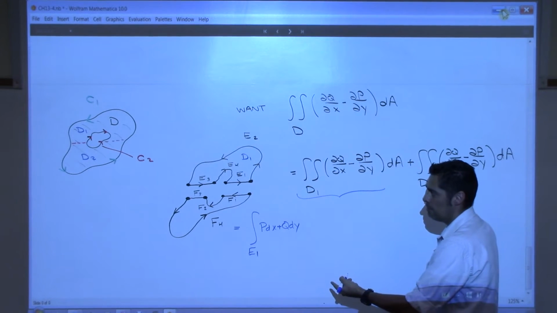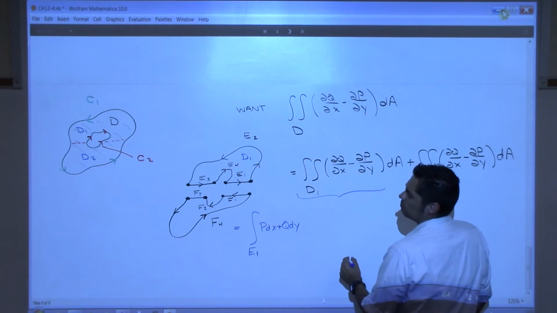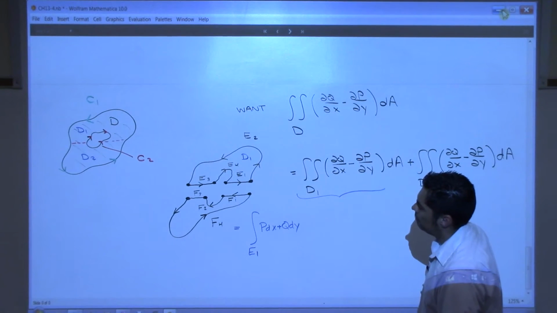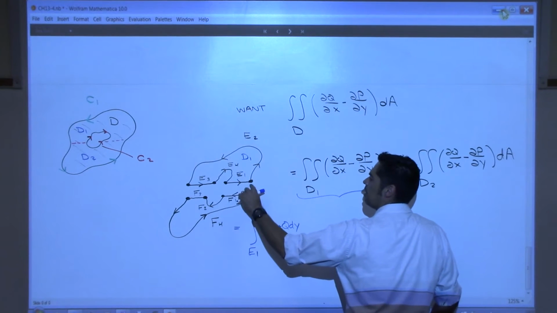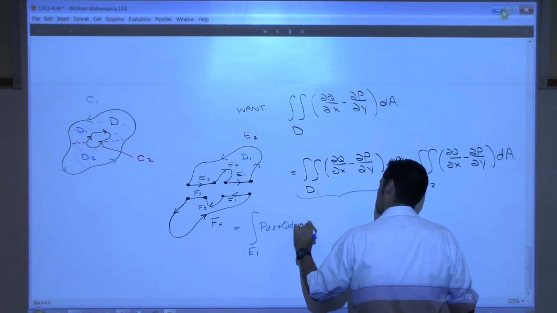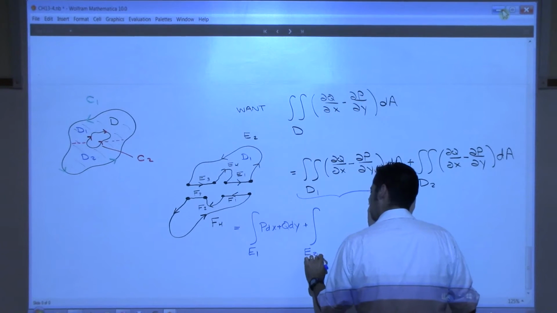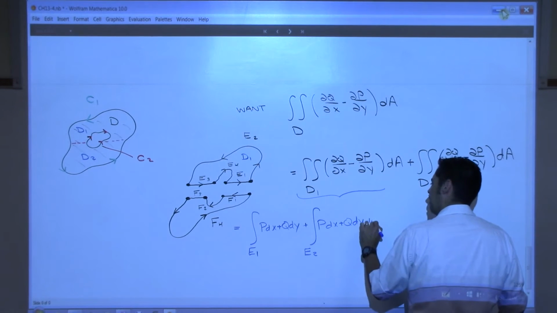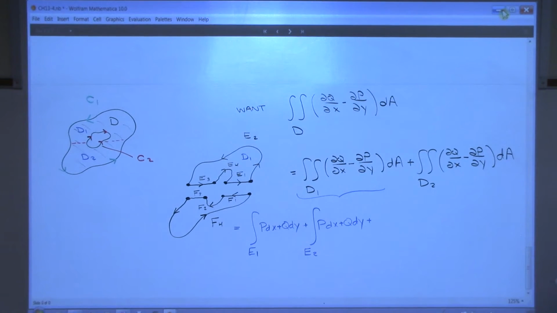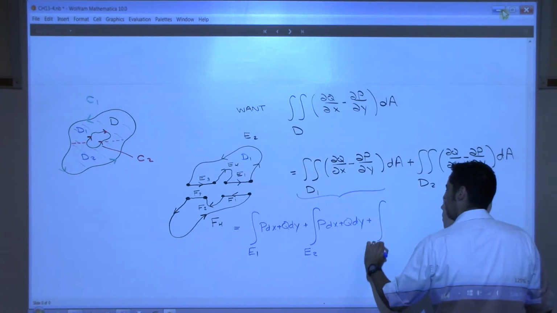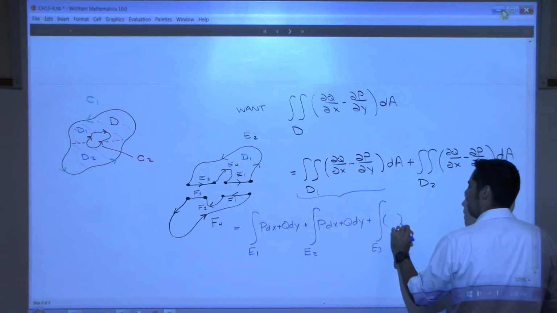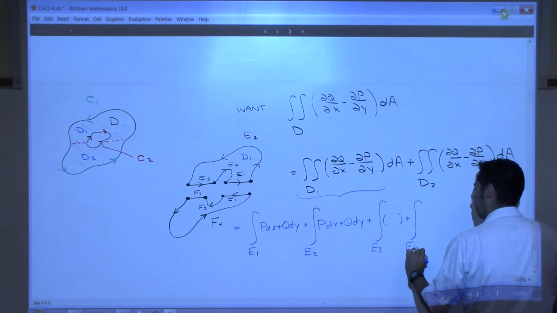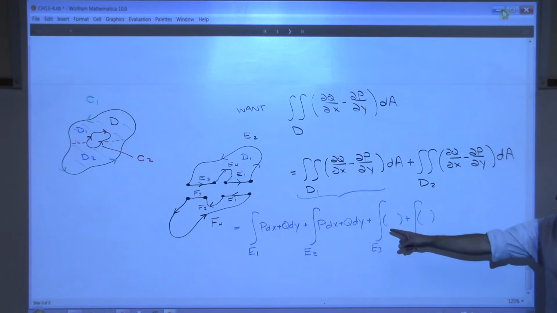Then plus, hold on a second. Yeah, E2. So I'm moving here to here. Now go around here. That's E2. So plus the integral over E2 of P dx plus Q dy, plus what? E3, E4, right? To save room, I'm just going to put the integral over E3 blah plus the integral over E4 blah. Same thing I had over here. All right, that's this one.